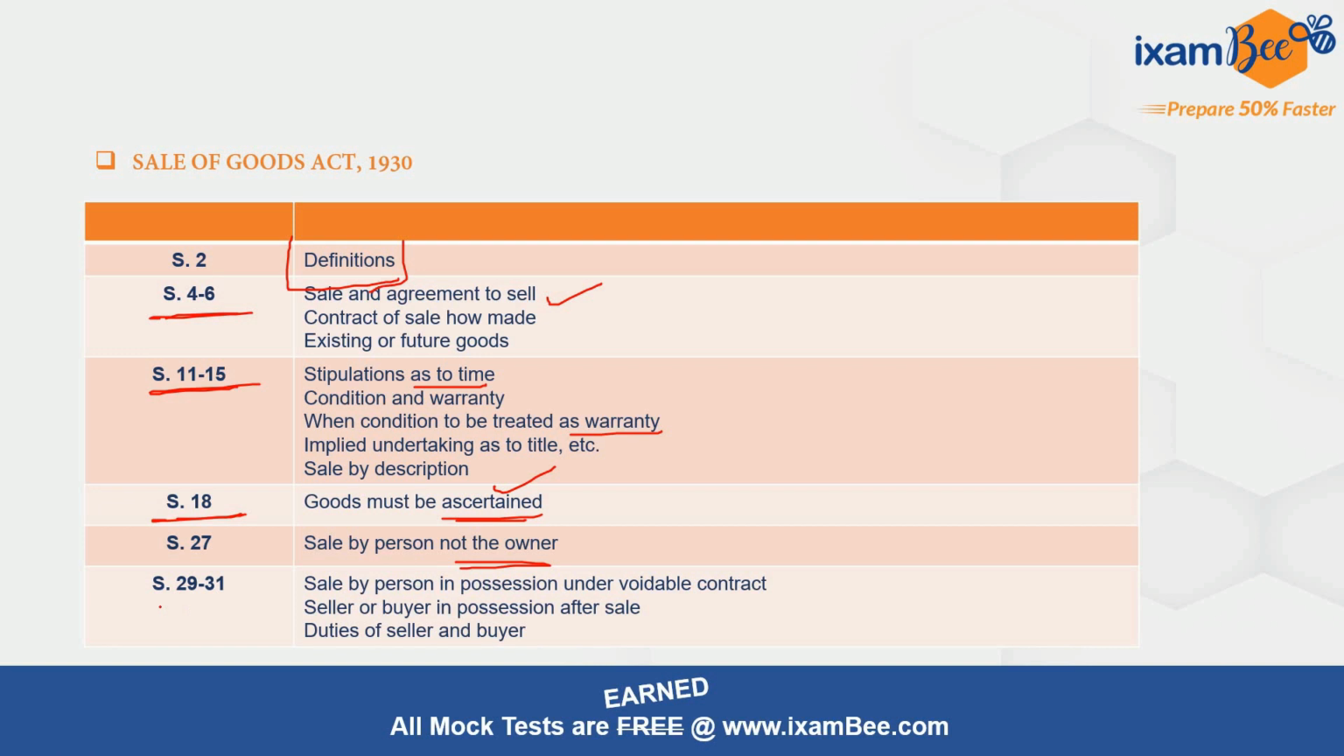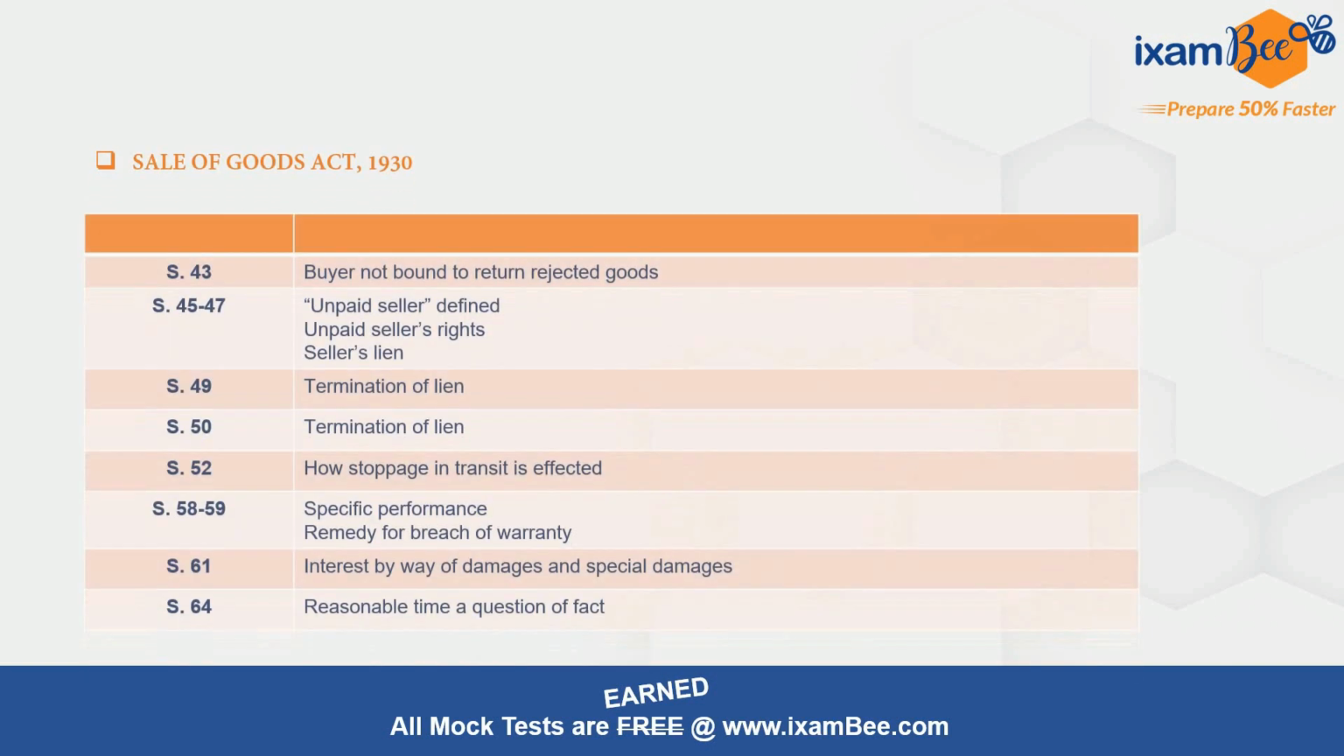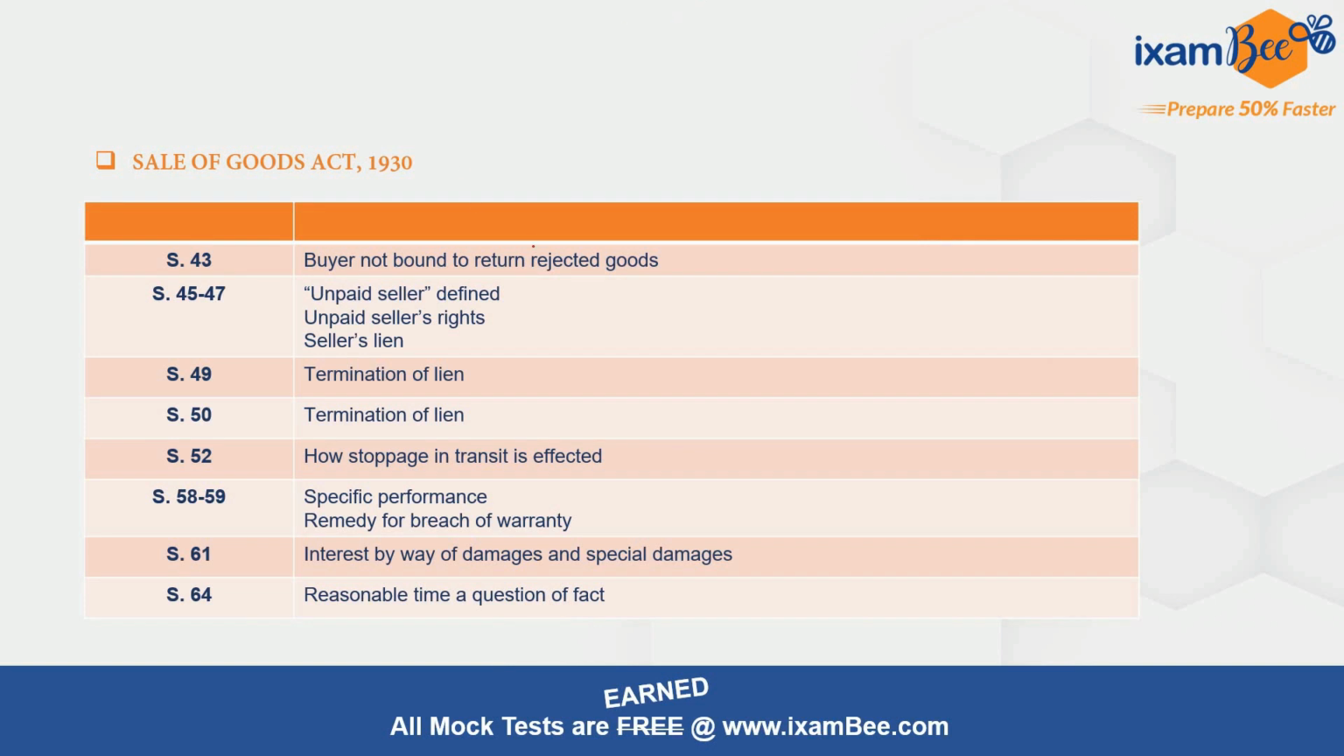Then hamara section 29 to 31 which is talking about sale by person in possession under voidable contract. So voidable contract, what they are, it should be very clear with you. And then if any sale is made by any person who is actually in possession under a voidable contract and all, to kya uske effects honge, seller or buyer in possession after sale and duties of seller and buyer, so what are the respective duties of each of their parties under the Sale of Goods Act, that is also being covered under these sections.